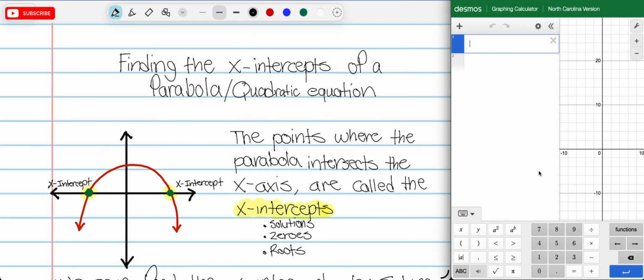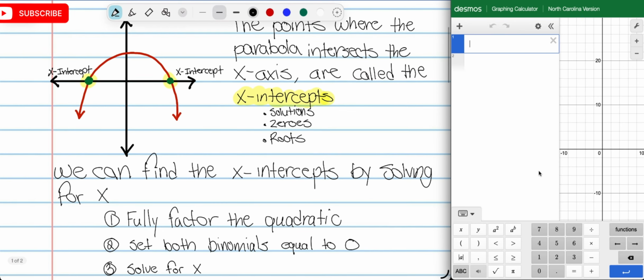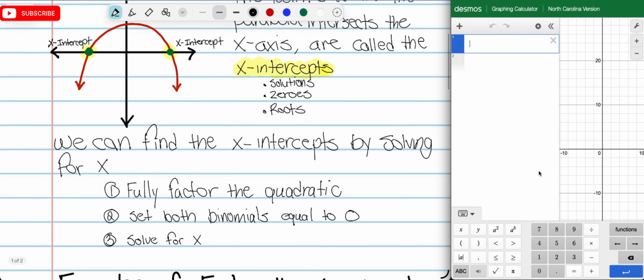Now, we can find the x-intercepts by solving for x. To solve for x, we need to fully factor the quadratic. We're going to take both of those binomials, set them both equal to 0, and then solve for x. Once we solve for x, we're going to make two ordered pairs, and those ordered pairs will be our x-intercepts, our solutions, our zeros, and our roots.